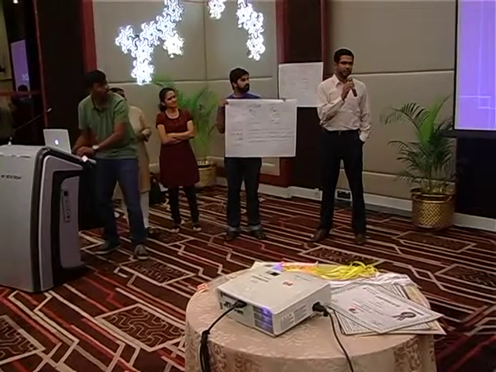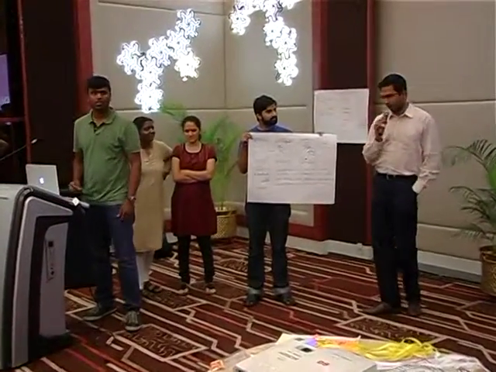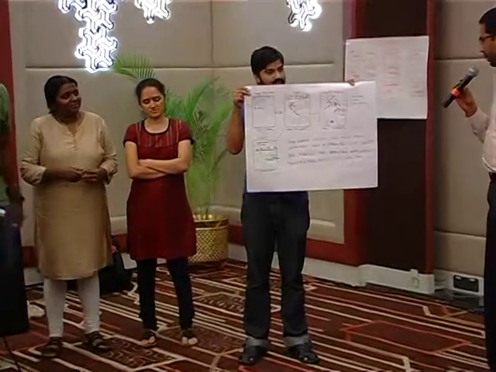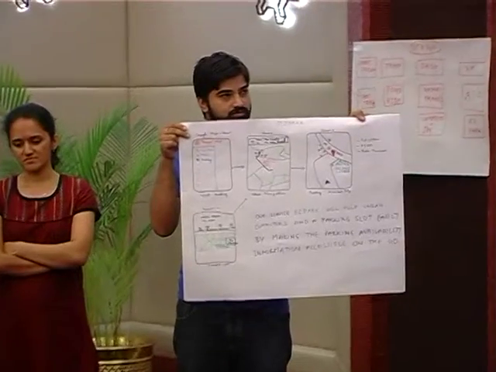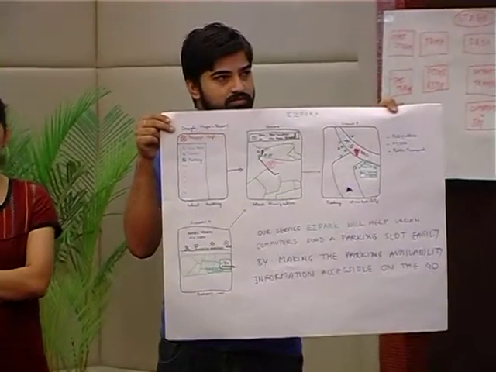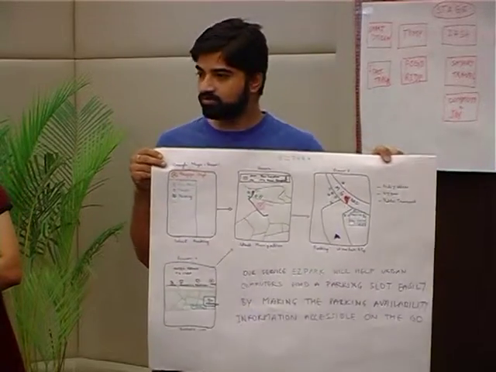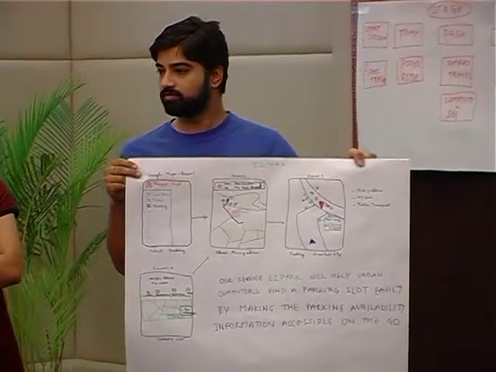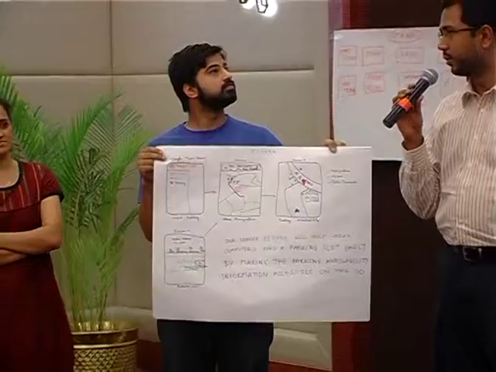Places like in G Road, it's very difficult to find whether a parking space is there. So our value proposition is that our service Easy Park will help urban commuters find a parking slot easily by making the parking availability information accessible on the go. So this information is already available on Google Maps. So we'll be using parking as an add-on service for doing that. Chetan will provide more details on how we'll be doing that.